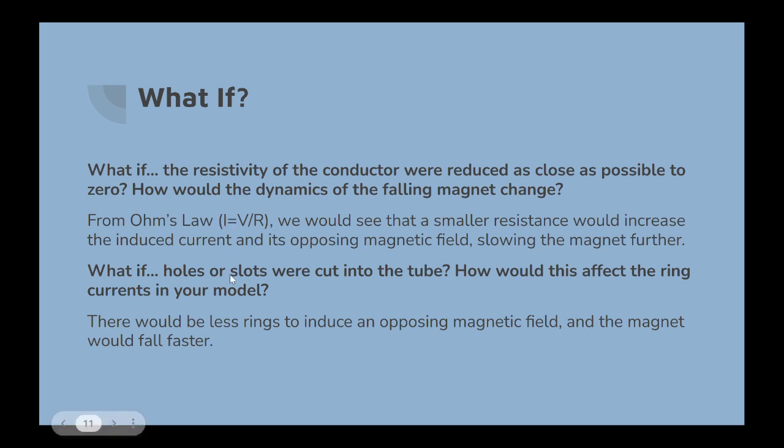What if holes or slots were cut in the tube? How would this affect the rings current in your model? So there'd be less complete rings to induce an opposing magnetic field, and so the magnet would fall a lot faster because there's not much of anything opposing the gravitational force going down.